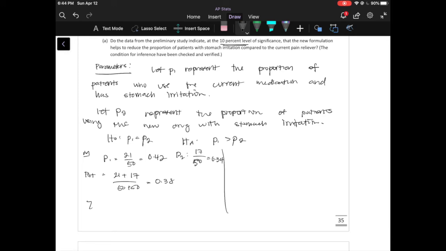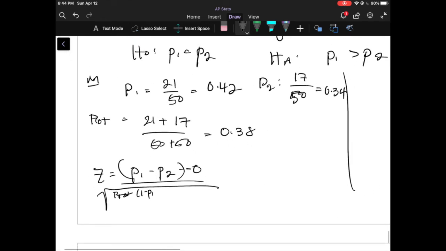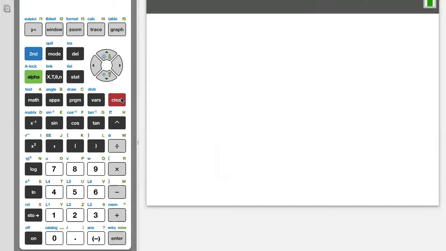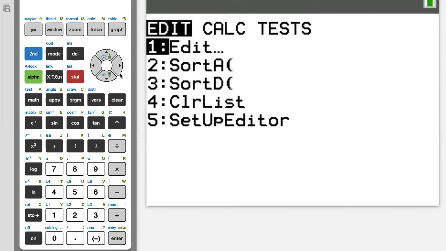So I get Z equals P1 minus P2 minus 0 over the square root of P total times 1 minus P total over N1 plus P total times 1 minus P total over N2. I'm going to zoom in right here. If I throw this into the calculator, I get positive 0.824, which means that my p-value is 0.205.